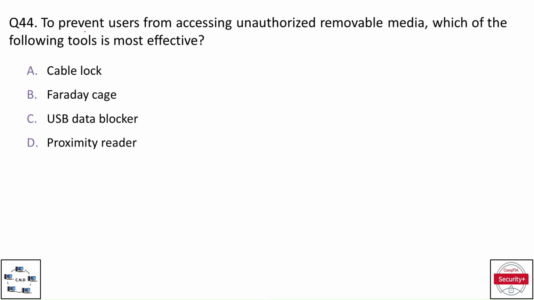Question number 44. To prevent users from accessing unauthorized removable media, which of the following tools is most effective? The options are: option A, cable lock; option B, Faraday cage; option C, USB data blocker; and option D, proximity reader. And the correct option is option C, USB data blocker.